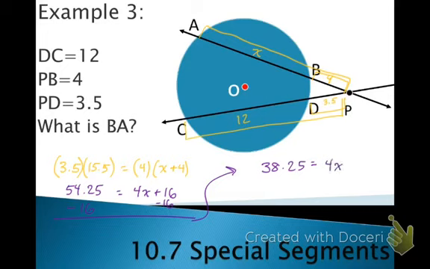When I divide by 4, it tells me x equals 9.56. And it's technically 9.5625, which if you're going to get real technical, I believe is 9 and 9/16, if we want to go there, but it doesn't matter. All right, so hopefully that makes some sense.